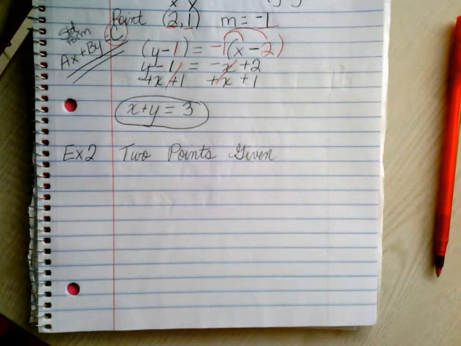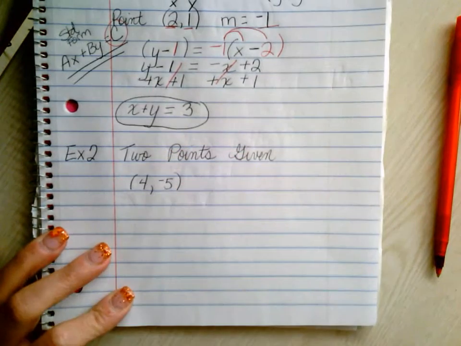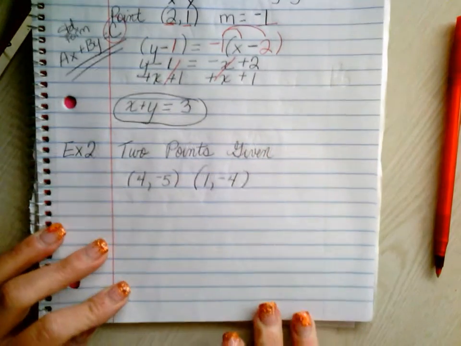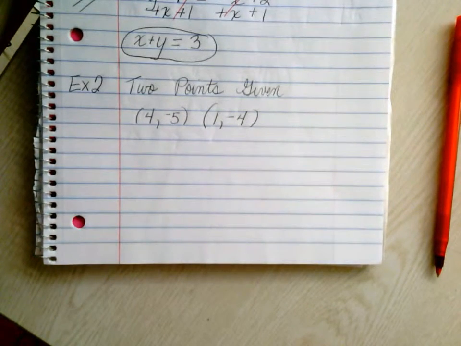So if I have 2 points, let me find an example. I want one that's kind of interesting. Here we go. 2 points. So I'm going to do 4, -5, and 1, -4. Okay? 4, -5, and 1, -4. So, like the above version, I have a point, but I'm missing a slope. Right? Can I find a slope using what I have?